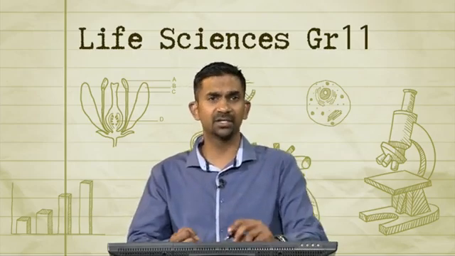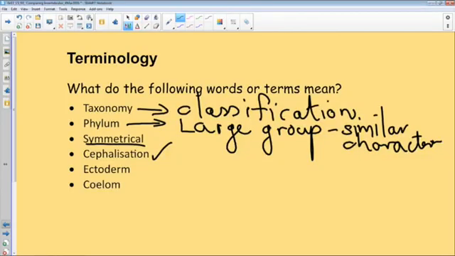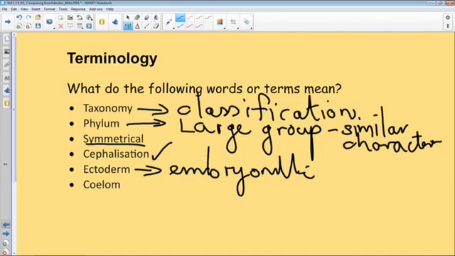And finally, we looked at the terms ectoderm and endoderm. These terms refer to the layers that are present in the embryo. So these are the embryonic layers, and if you guys recollect, it's the ectoderm, endoderm, and the middle mesoderm. And these embryonic layers are the layers that differentiate and become specialized as the organism develops.